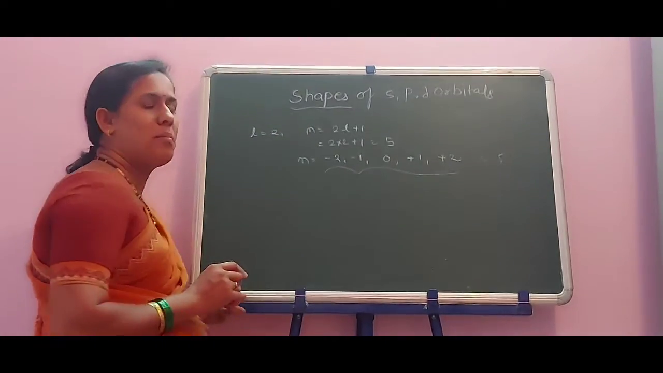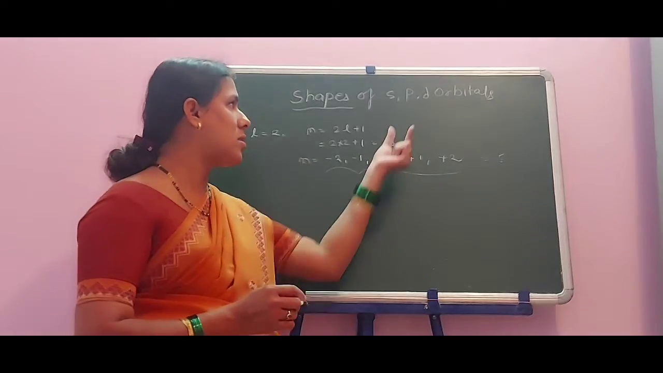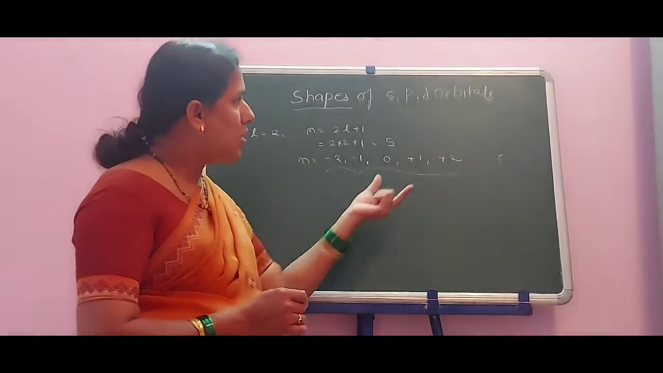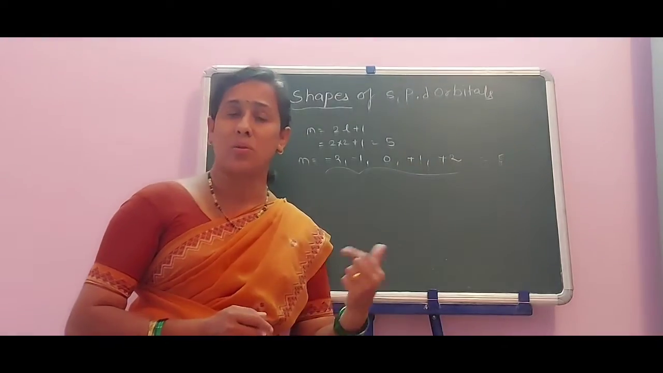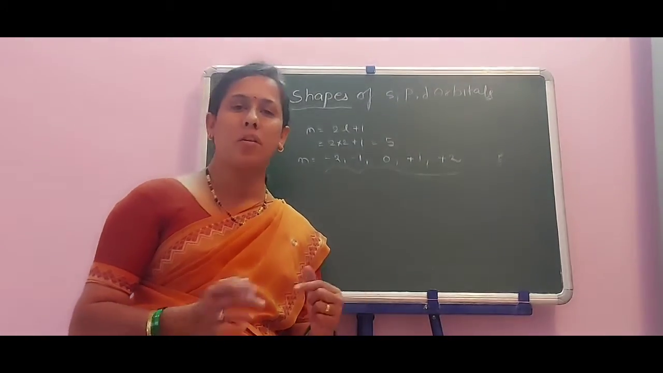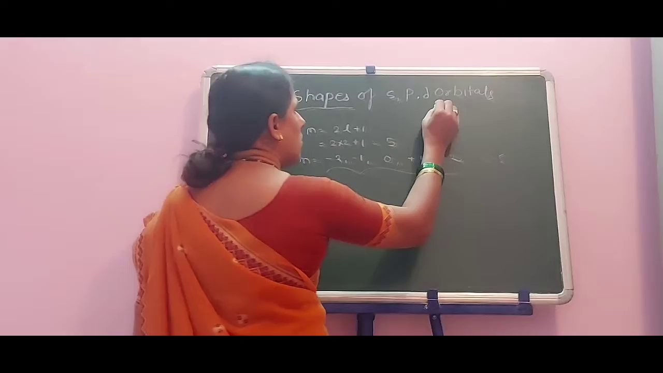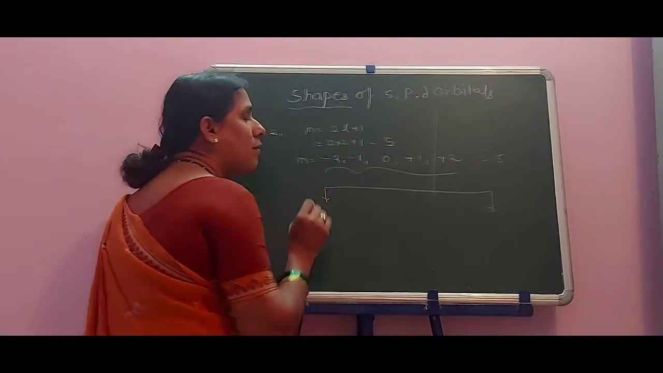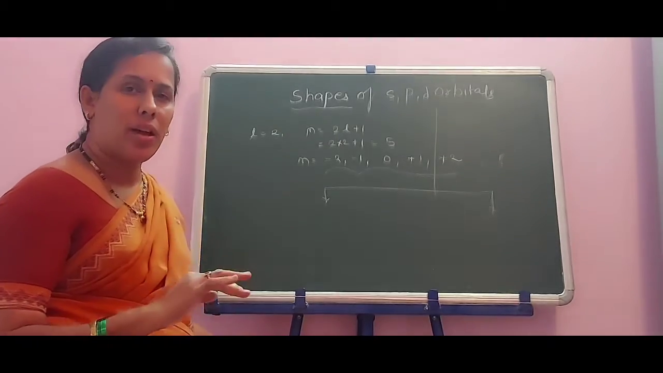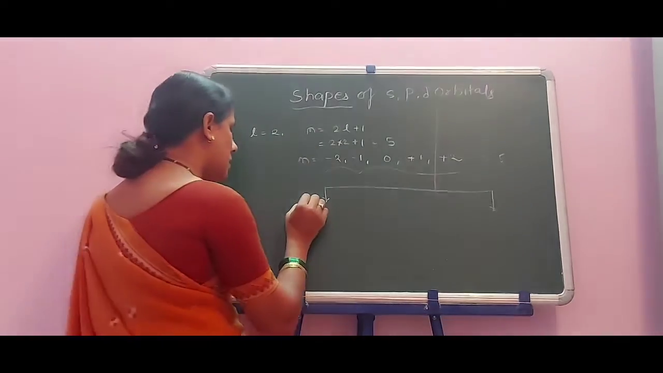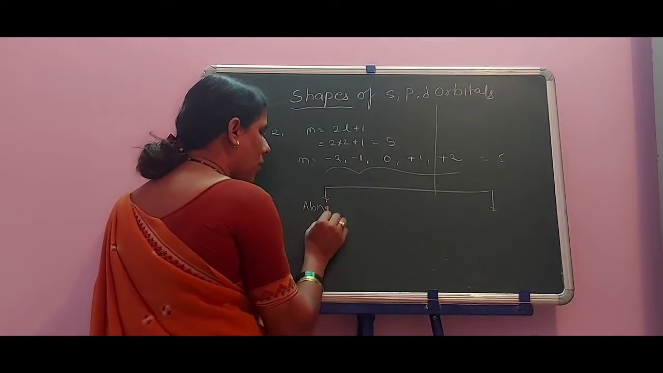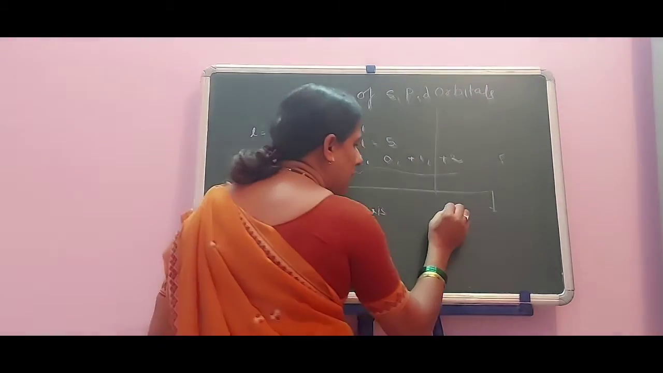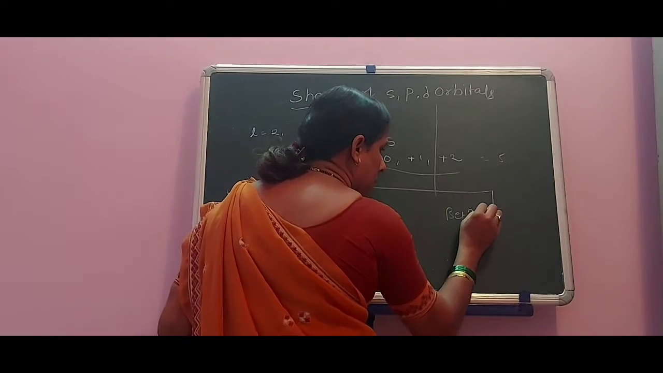The shapes of d orbitals come according to the symmetry of the d orbitals. Actually, all the d orbitals are degenerate. But in d orbitals, there are 2 types. Which are the 2 types? According to the situation of the orbitals, along the axis and between the axis.